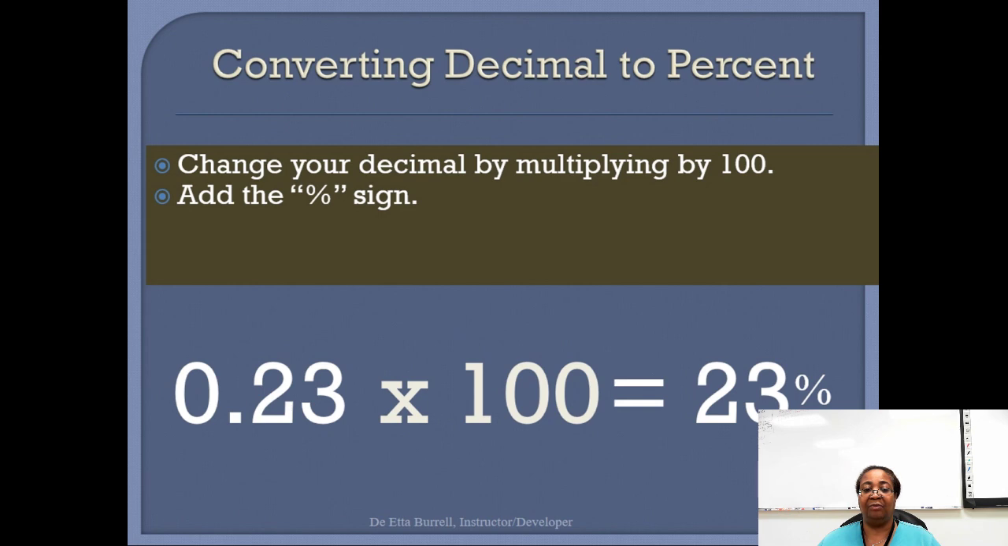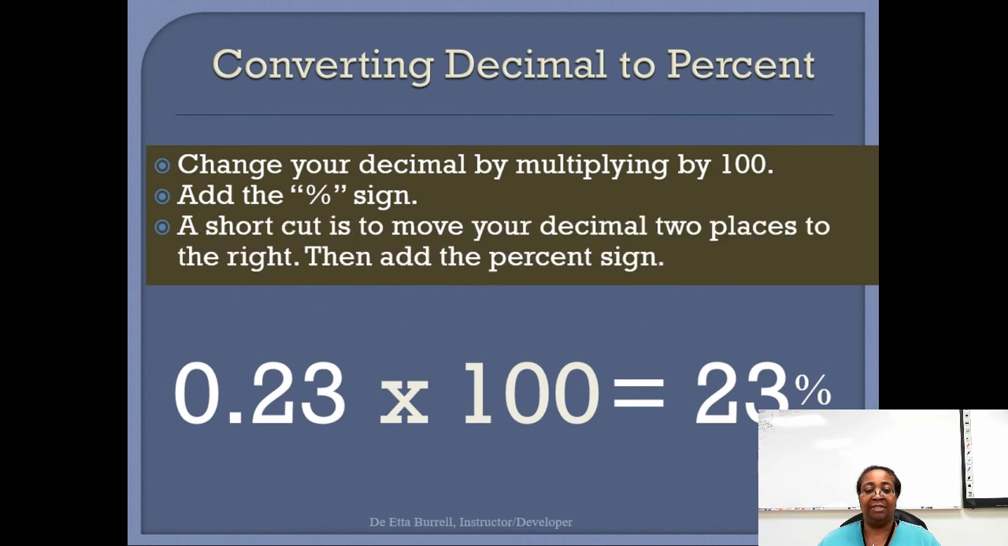Now there's a shortcut with decimals that you can use. Anytime you're multiplying, because there's 2 zeros here in the number 100, it's a power of 10, I can just basically move my decimal 2 places to the right to get the percentage. So the rule is the same. You just take this decimal, move it 2 places to the right, and that gives me the whole number 23. And don't forget to add your percent sign because people need to know that it's a percent.